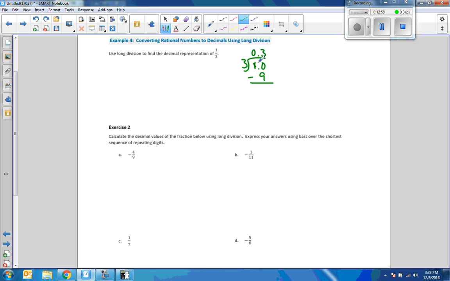Okay, subtract, borrow, 10 minus 9 is 1, I'm at 10 again, 3 times 3 is 9, 10 minus 9 is 1, bring down a 0, 3 times 3 is 9, 10 minus 9 is 1, and I'm going to stop there because whenever we get a 10 and subtract 9, we're getting 10 again. This is going to keep going and going and going. So I'm going to stop it right there. So the answer is 0.3 repeating.